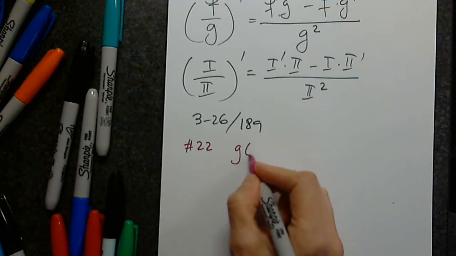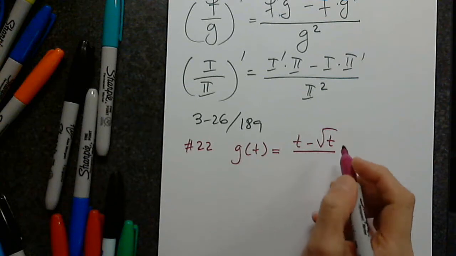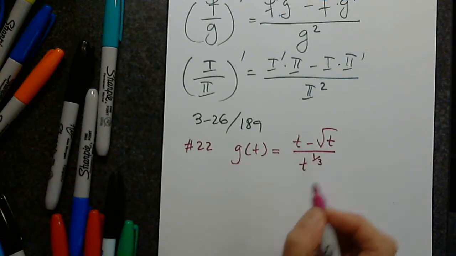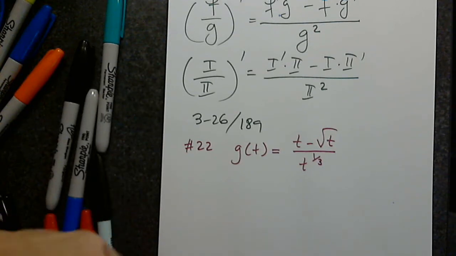Let's take a look. We have g of t, which is t minus the square root of t divided by t to 1/3. This is a perfect pick. Let me explain why. Let's say I'm taking a test and you give me this function and say differentiate it. If you do not say how to differentiate it, I will never use the quotient rule. Why? Because I can simplify the function very easily, and because the denominator is only one term. Because there is an easier method.